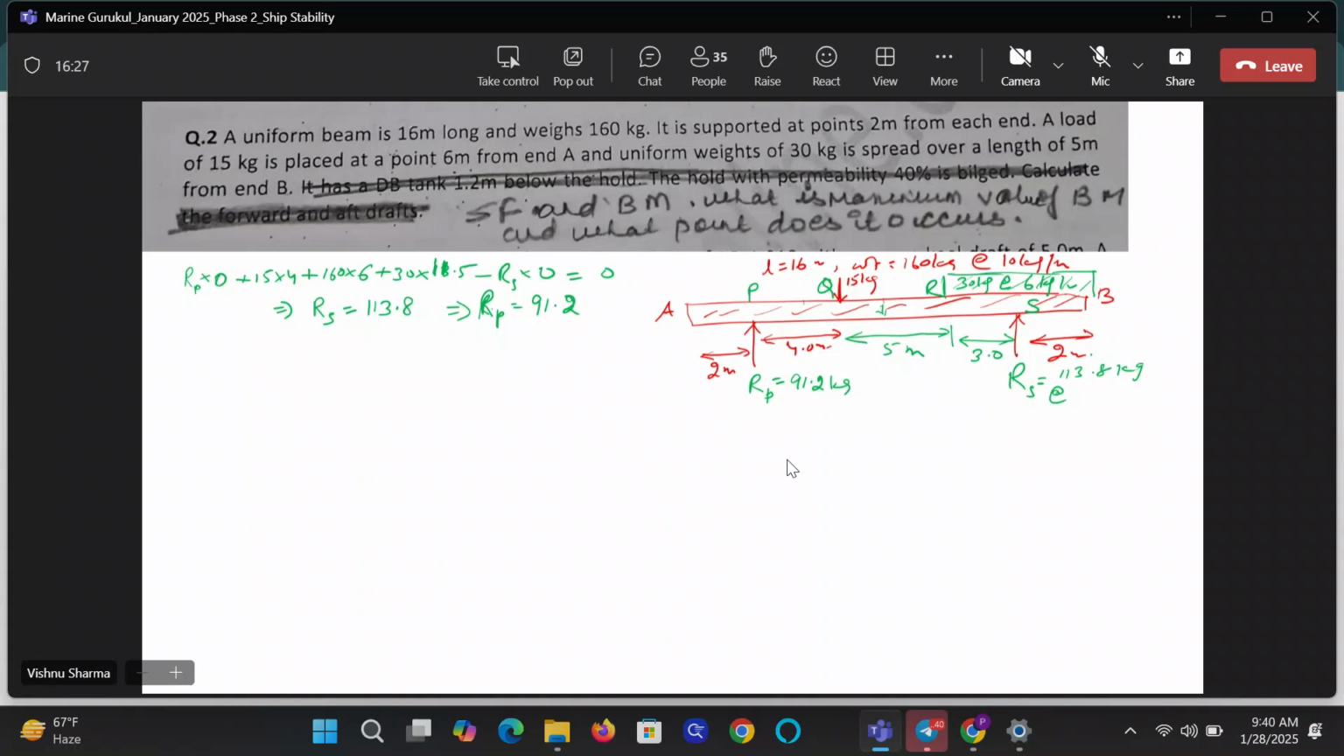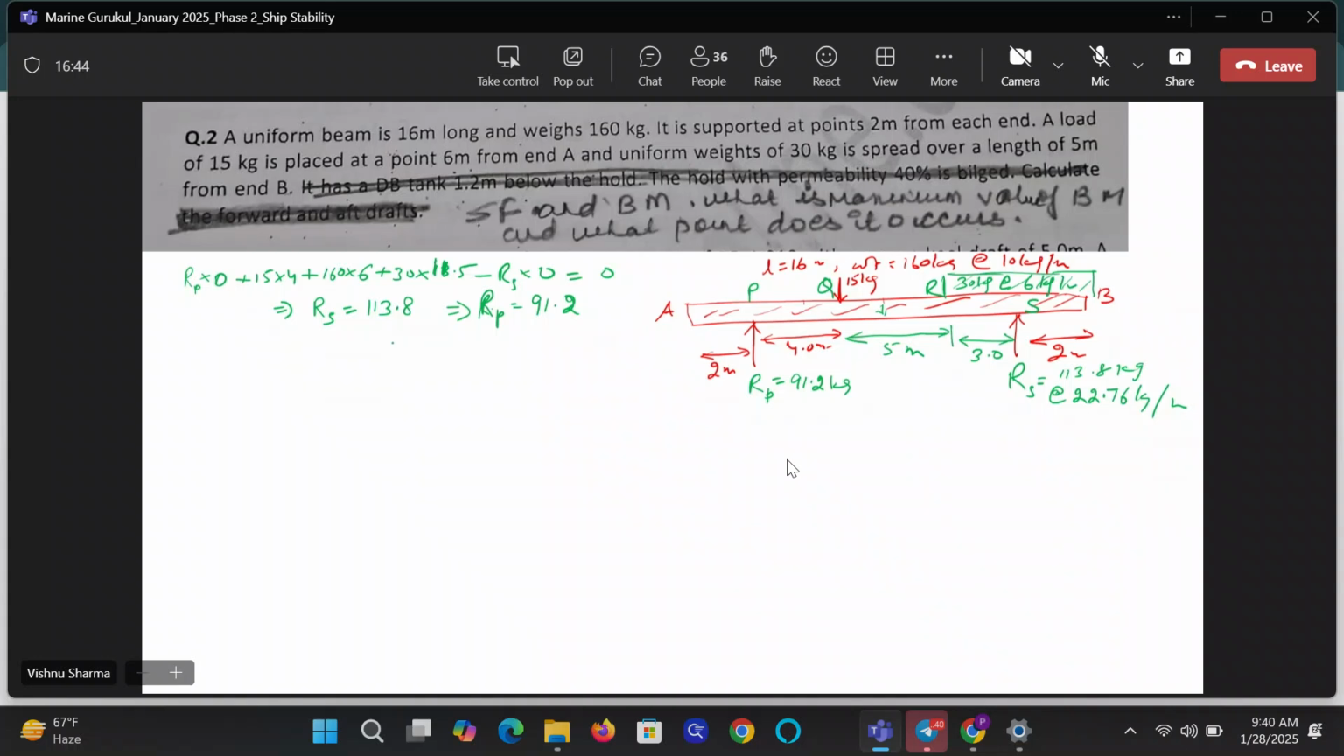We divide by how much? 5 meters. So it will be 2, 1, 2, 7, 6. So something 7-6 kg per meter, whatever it comes. I'll not need that. It's okay.